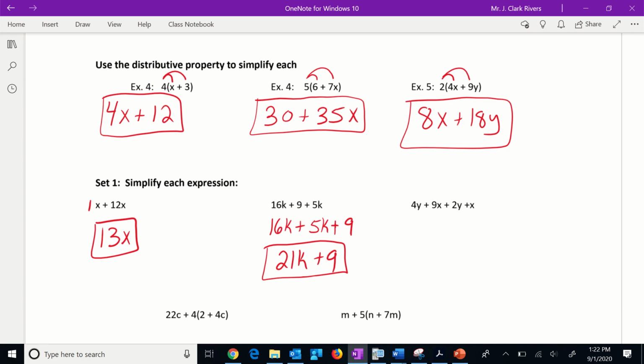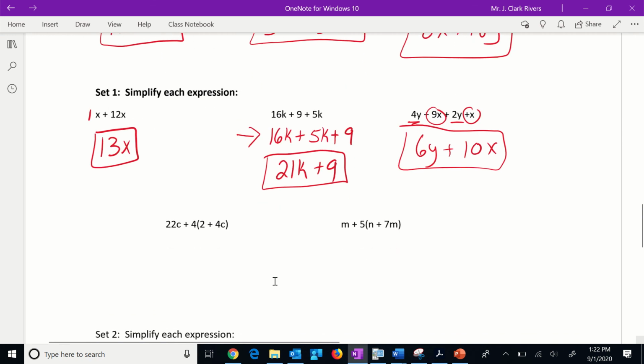So we used the commutative property here. You don't even have to write it out again like this. I'm okay if you don't show that step. Let's just do it mentally here. 4y plus 2y, that's 6y. 9x plus x, that's 10x. Don't forget the plus sign, please. 6y plus 10x, can we combine this? No, we cannot. We are finished.